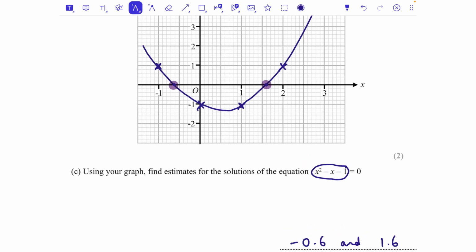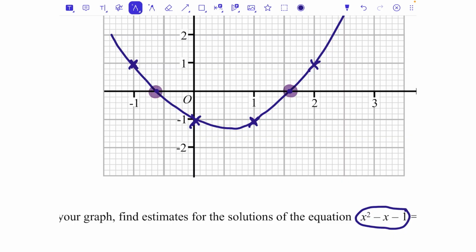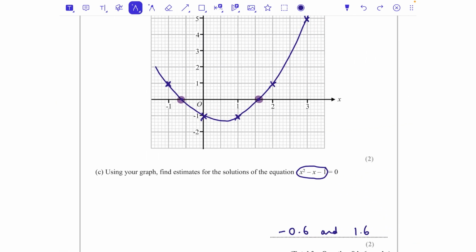And you might be slightly different just from the way you've drawn your curve. So maybe they might accept anything from 1.5 to 1.7, and they might accept anything from minus 0.5 to minus 0.7 there as well. So a small range of answers just depending on the curve of your graph.